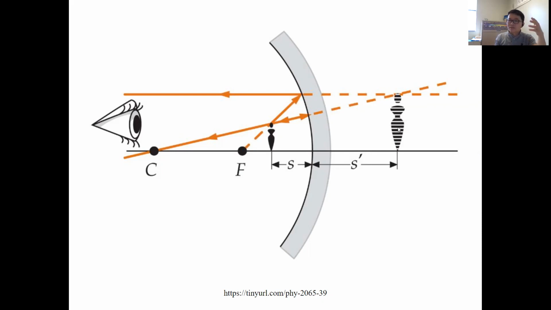A virtual image is upright. Okay, so if you don't know, just remember that a virtual image is also upright. A real image is always inverted. Okay, and in this case, it's an enlarged image compared to this guy. So this is the distance of the object to the mirror. This is the distance of the image to the mirror. All right.